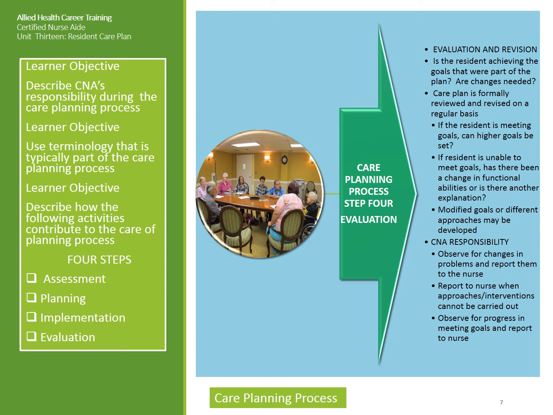Because we're going to have to modify these goals, or even different approaches will need to be developed. So your role is to observe for changes and problems, and then report them to the nurse. And report to the nurse when approaches or interventions cannot be carried out. They can no longer do things like ambulate down the hall or assist in giving themselves a shower. We need to know, because then we have to change the care plan. Because remember, if it's not in the care plan, we cannot do it.